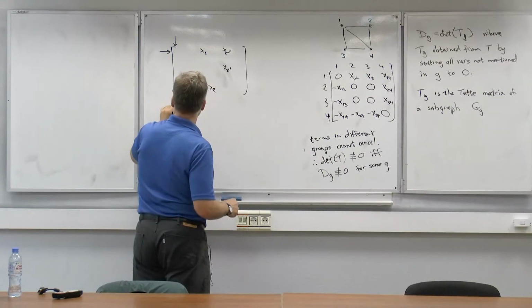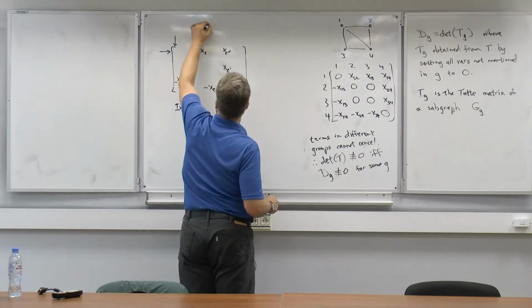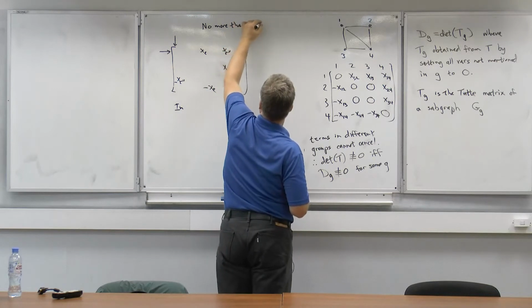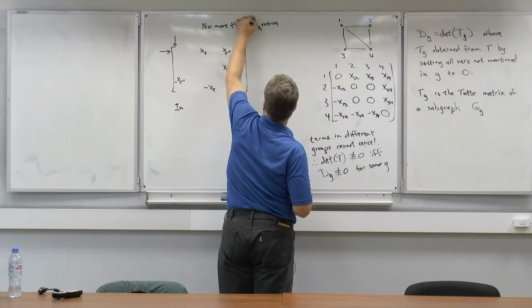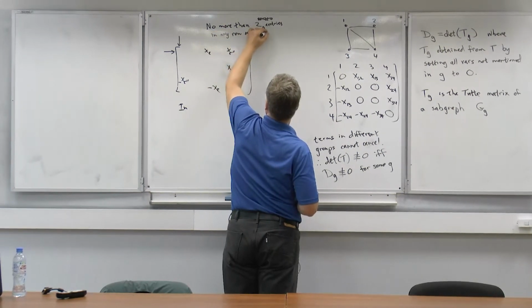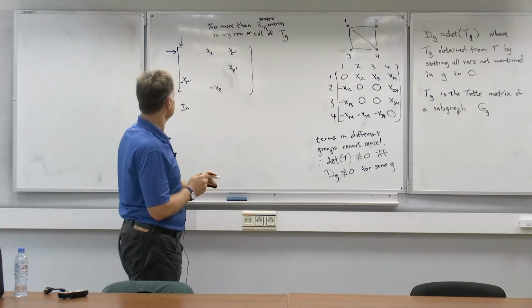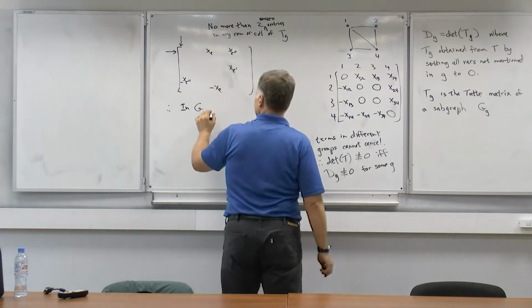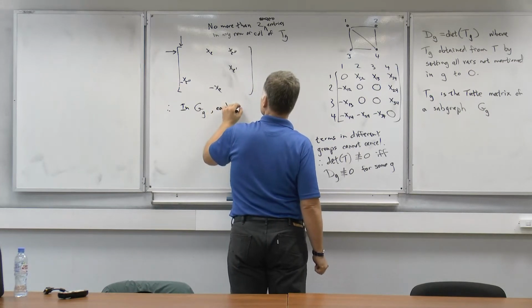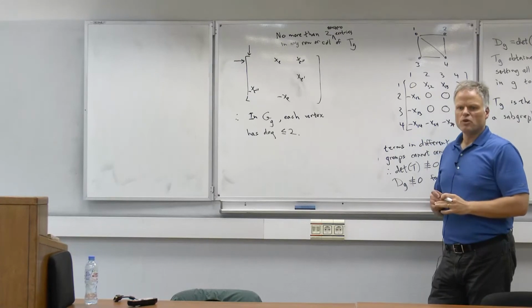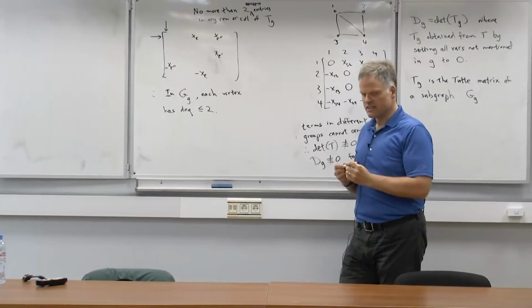In fact, you can say a little bit more than that. No more than two non-zero entries in any row or column of TG. So in the corresponding graph, every vertex has degree at most two. So the degree of the graph is two. And furthermore, even a little stronger than that: it is the union of paths and cycles, but the paths all have length one.